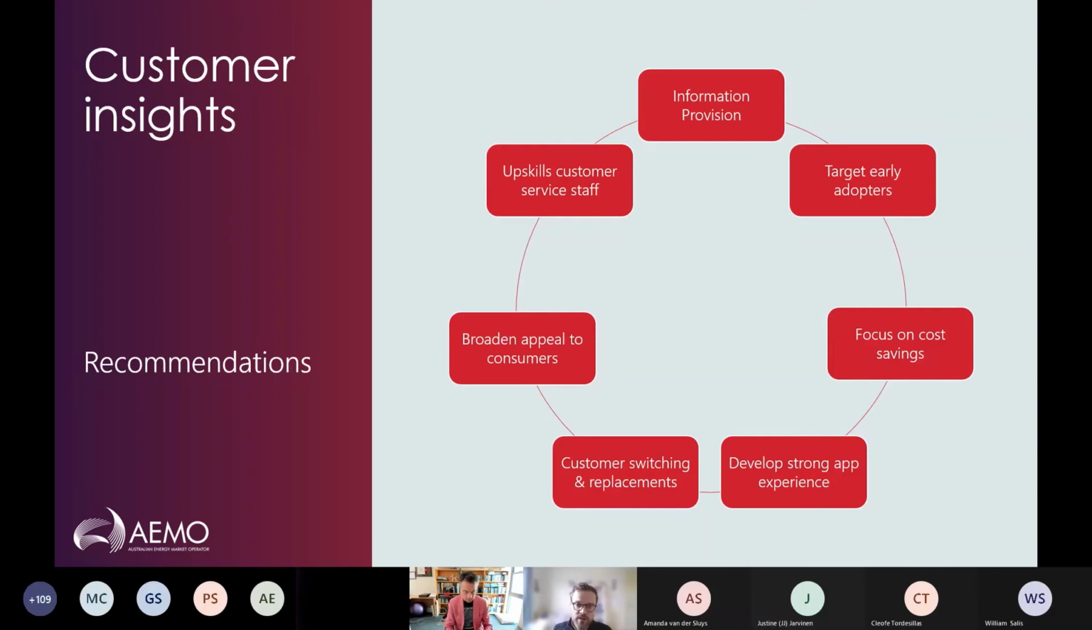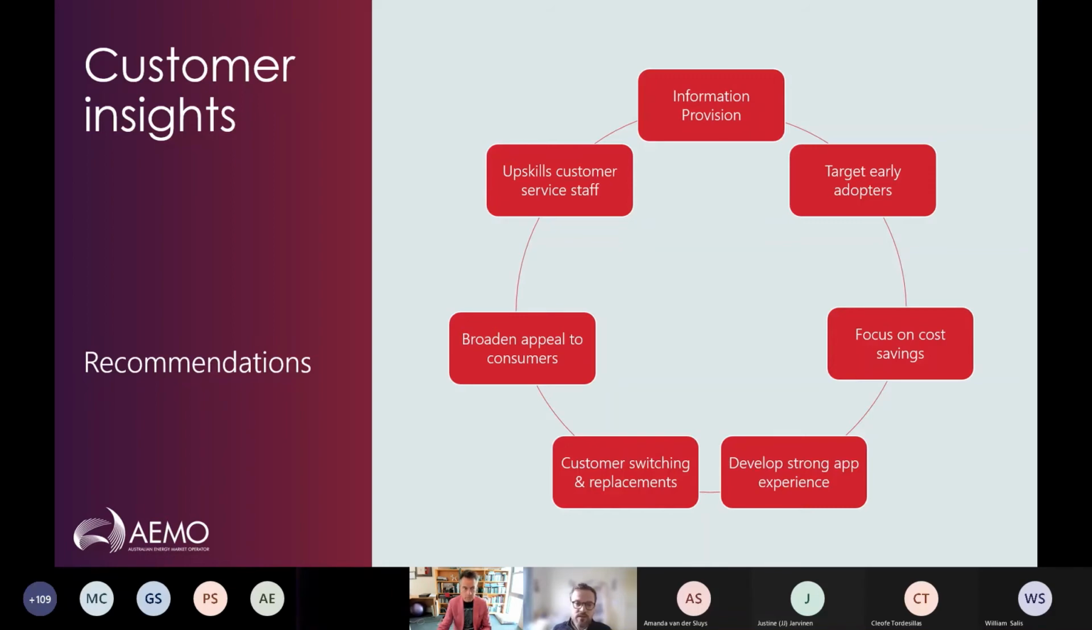Customers really loved having an app that they could look at every day. The app is a really strong tool to help improve the customer experience. So one of the recommendations is to really develop a strong app experience, because that's something that's really valued by consumers.